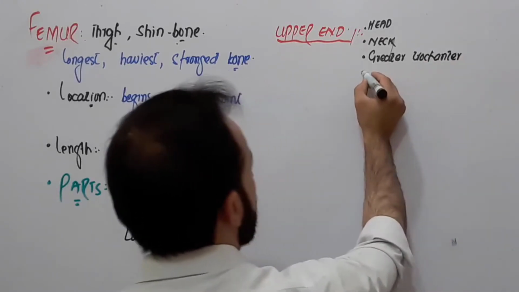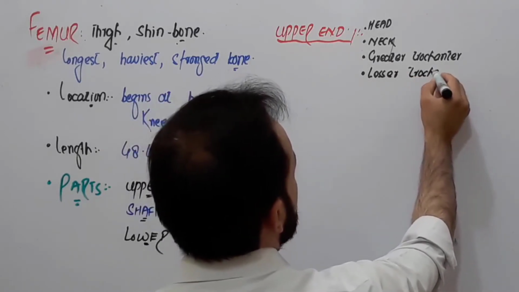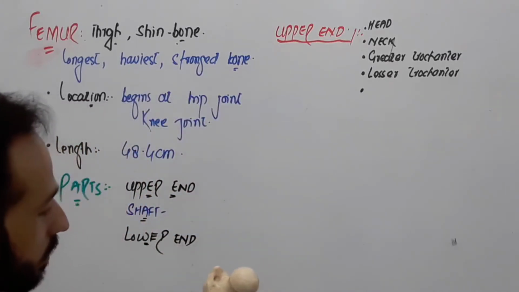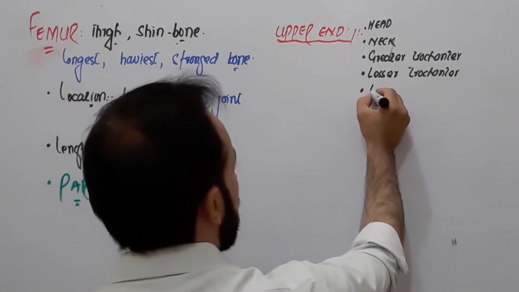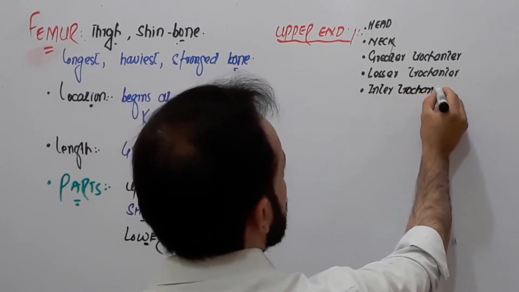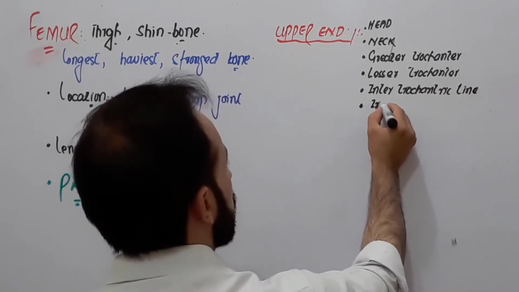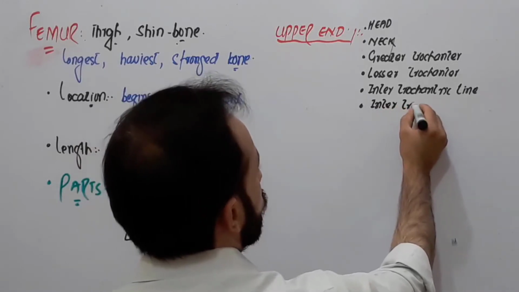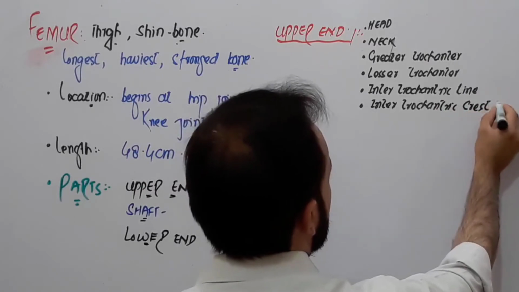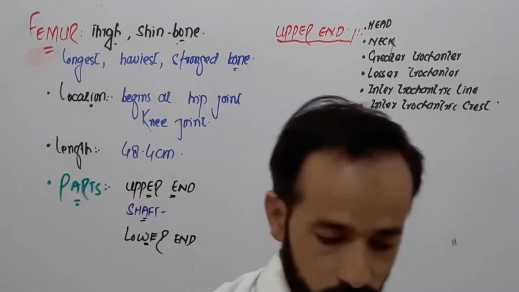I hope you are understanding. Then it has a lesser trochanter, right? And then it has greater trochanter, lesser trochanter, intertrochanteric line. I will show you all these. And then there is the intertrochanteric crest, right? So we will discuss all these parts in the upper part of this femur bone.